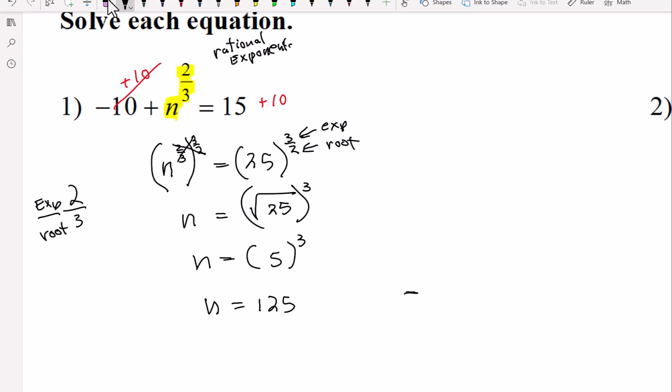And then to check it, you could just type this into your calculator. You could type in the negative sign, 10, plus parentheses 125, because that's the n value, caret, left parentheses, 2 fraction 3 or 2 divide 3, enter, and you should see 15 on your calculator.